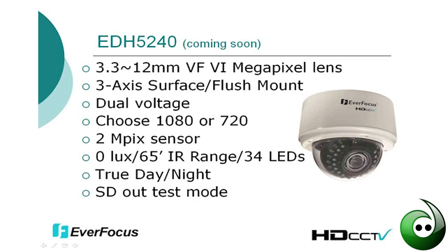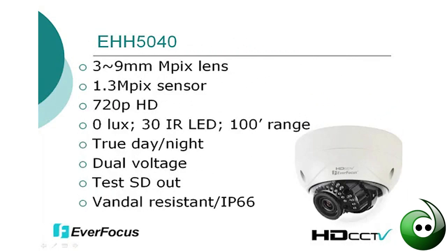It's a dual voltage camera, choice of resolution in the field, 2 megapixel sensor. Because of the 34 IR LEDs, it has a 65-foot IR range and requires 0 lux when the IRs are on. Again, it's a true day-night and has the standard def test output. The EHH5040 is in stock, has a 3 to 9 millimeter megapixel lens. This is a 1 megapixel 720 camera. 100-foot range at 0 lux with the 30 IR LEDs, true day-night, dual voltage, vandal resistant IP66, and with the same standard definition test output.